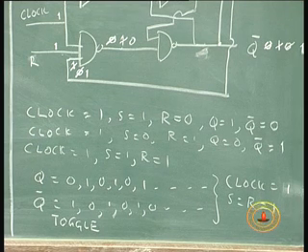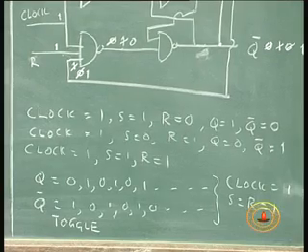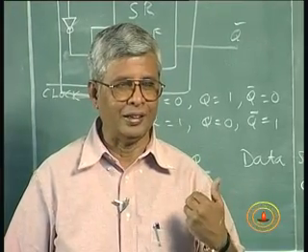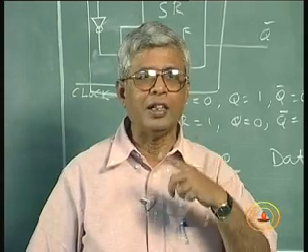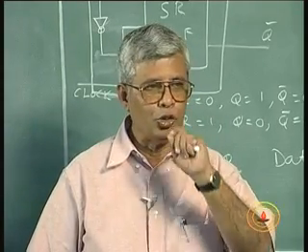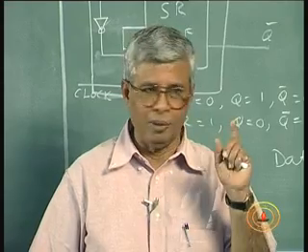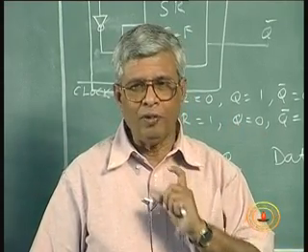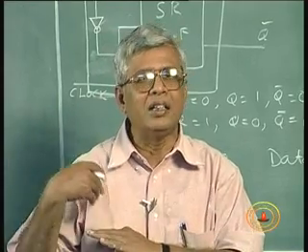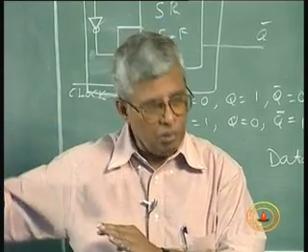The only way to stop doing this is to make the clock 0, or make changes in S and R. When S and R are in the other three combinations, 0 0, 0 1, 1 0, no problem, it behaves exactly like an SR flip flop. The moment you put a 1 1, in the previous case it becomes an operation which is not predictable.